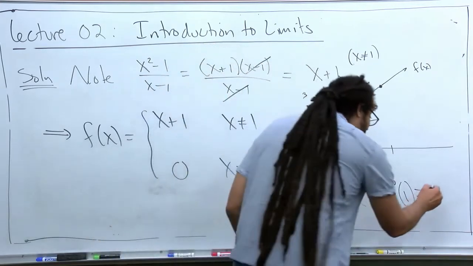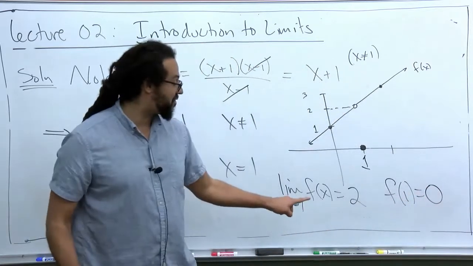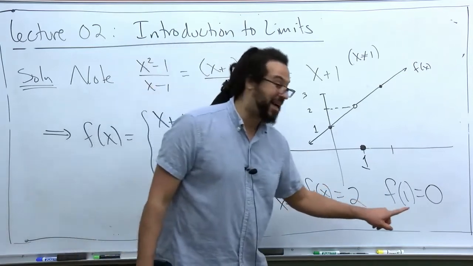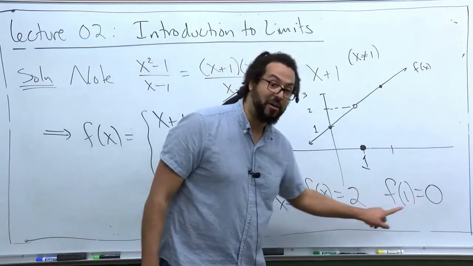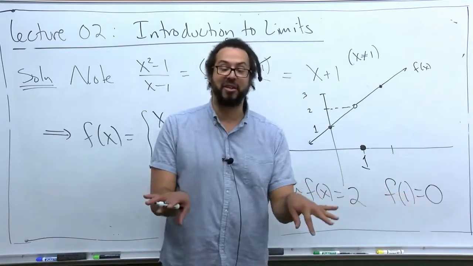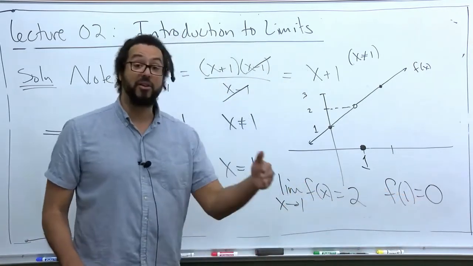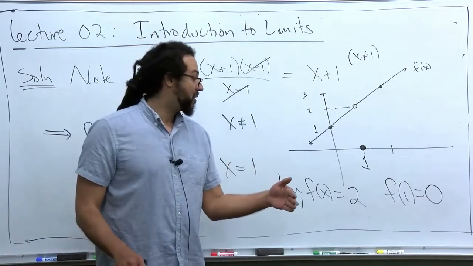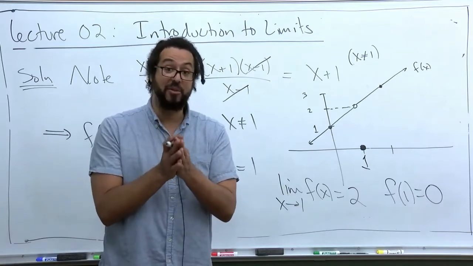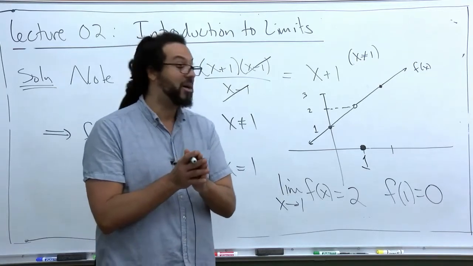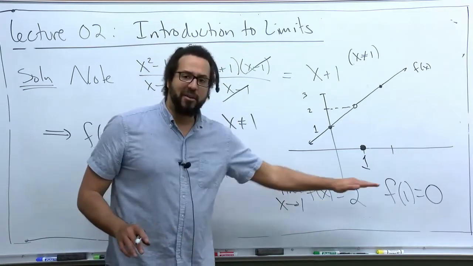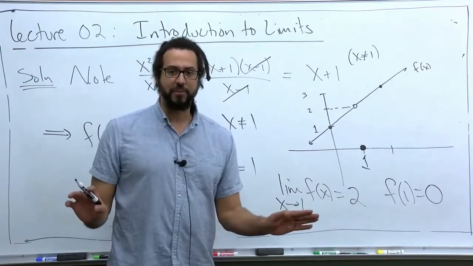so the value of the function at 1 is 0. Once again, we've got a situation where the limit as x approaches 1 is different than the value of the function at 1. So the limit is 2, the value is 0. Those two things are different. Later in the course, when we define continuity, that'll be the situation where limit and value are the same thing. So that's a very important concept. We'll talk about that later. But for now, please observe that limit and value can be totally different.